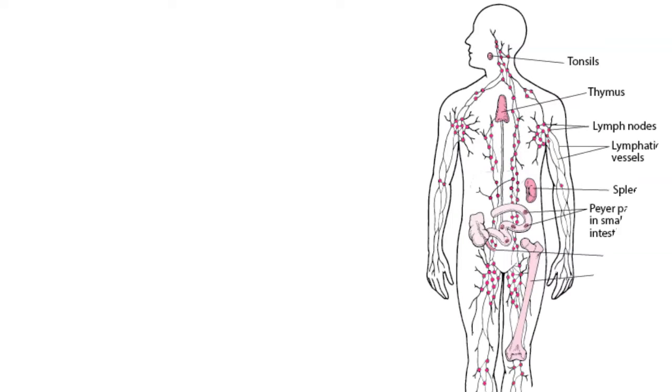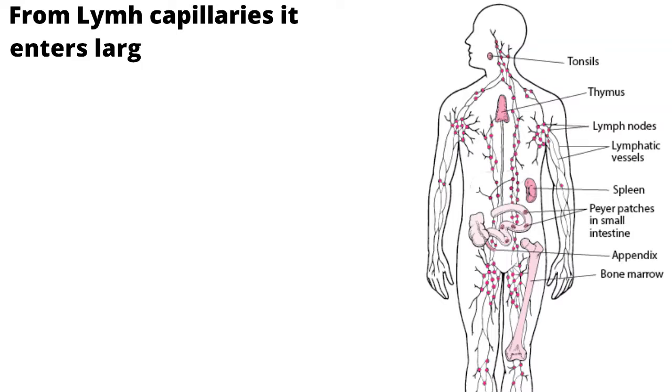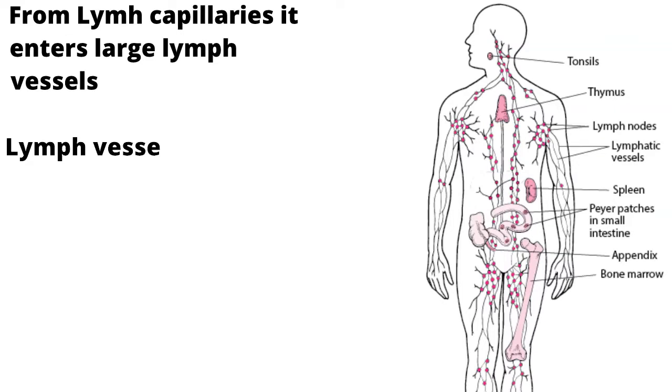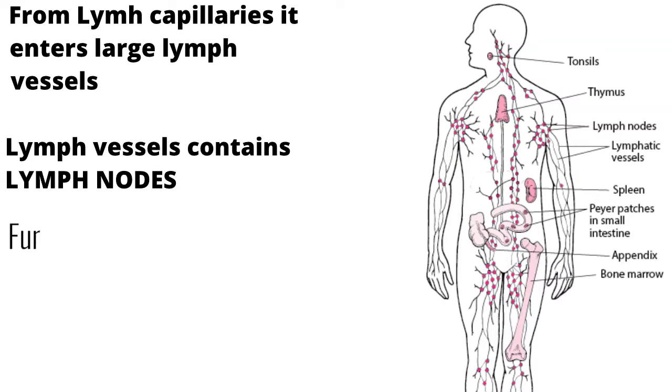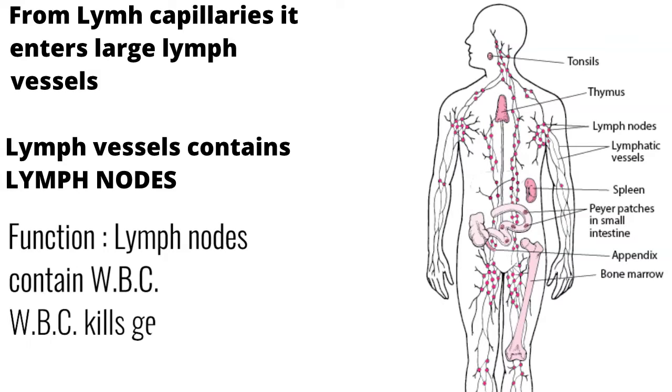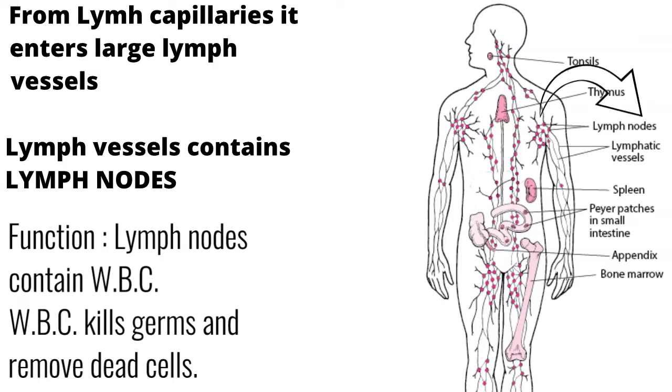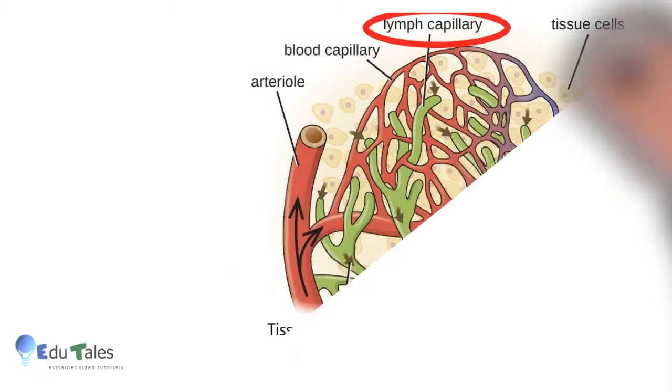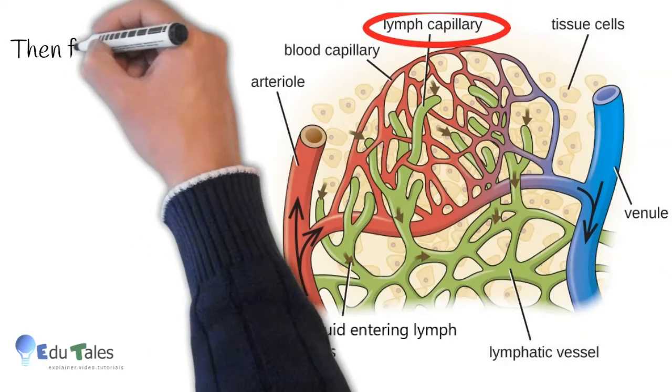From lymph capillaries, lymph passes into larger lymph vessels containing lymph nodes. So now what is a lymph node? Lymph is cleaned in the lymph node. Lymph node consists of white blood cells. So these white blood cells will kill germs and remove dead cells and other wastes from the lymph. So basically lymph gets cleaned in lymph nodes.